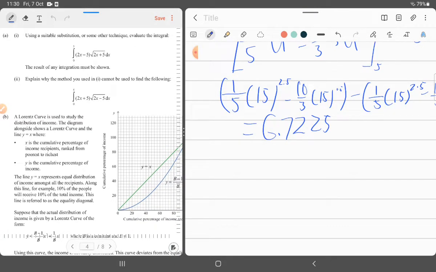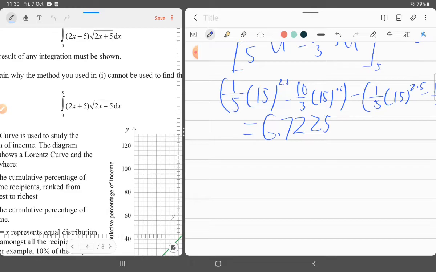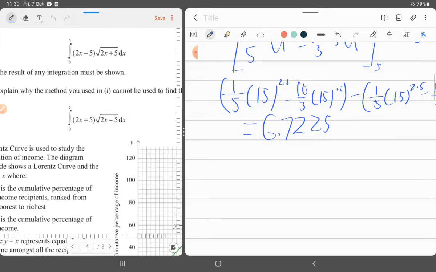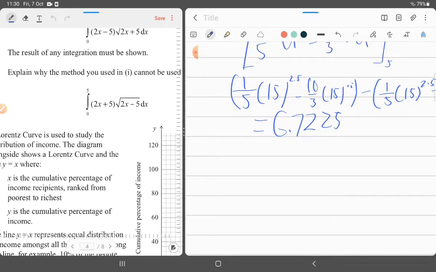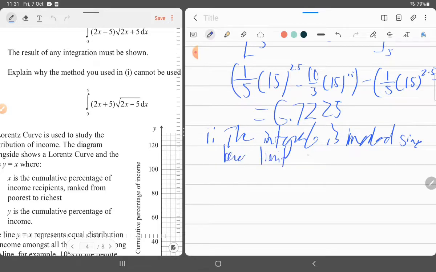Explain why the method used in part i cannot be used in the following. It's not the method, it's just that the integral is invalid, since the lower limit will cause the square root of negative 5, which is invalid.